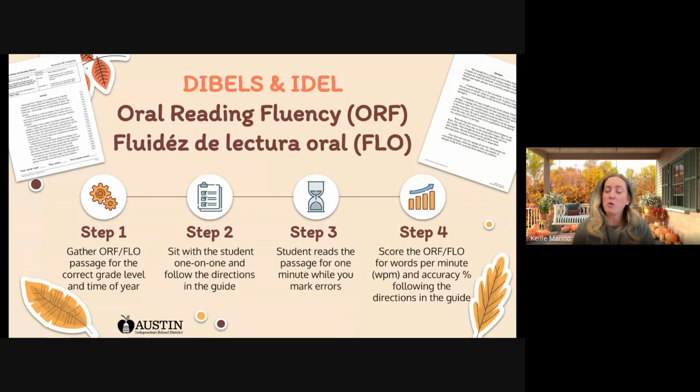Step 3, the student reads the passage for 1 minute while you mark errors. And it's only 1 minute, so as soon as the minute is up, you just ask the student to stop. And then step 4, you score the ORF or the FLO for words per minute and accuracy percentage. The guide gives you some specific scoring guidelines. So just 4 steps: get your materials, sit with the student one-on-one, the student reads for 1 minute, then you score it.